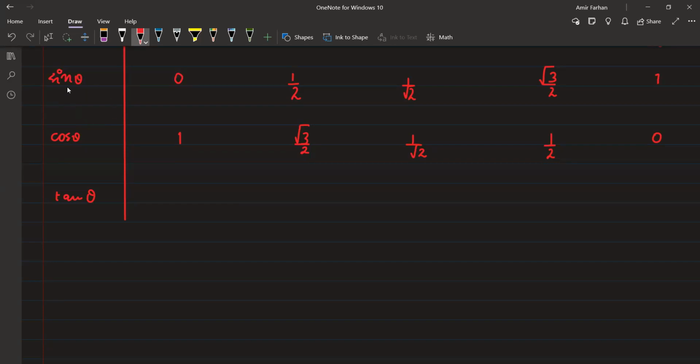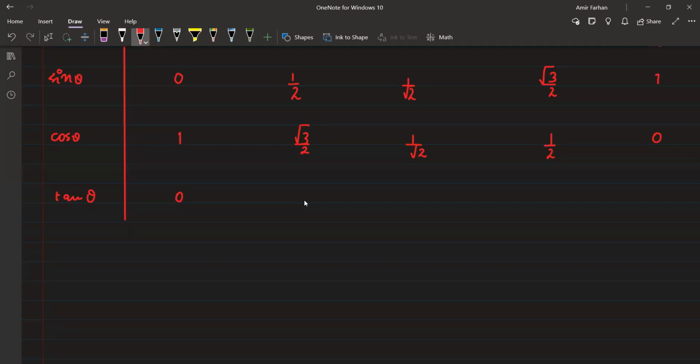So if you take the values of sine theta and cos theta, you can write the values from these numbers. Sine 0 is 0, cos 0 is 1, so 0 by 1 will be equal to 0. Okay. Now 1 by 2 divided by root 3 by 2. This is a double division, so the denominator 2 will cancel the other denominator 2. So what will be remaining?